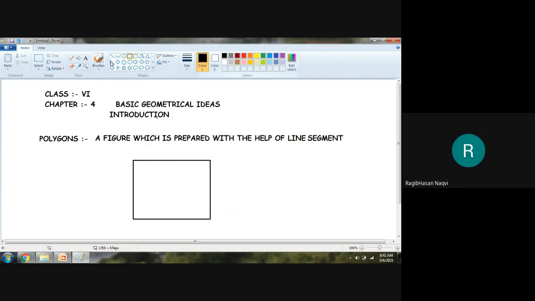If I say square, can I say these are the points? Yes, sir. And between these two points, there is one line. Even these two are points. And all four lines are between two end points. So that is a line segment. Are you getting the points I am trying to explain? The figure which is prepared between two end points, that means prepared with the help of line segments, is known as a polygon.